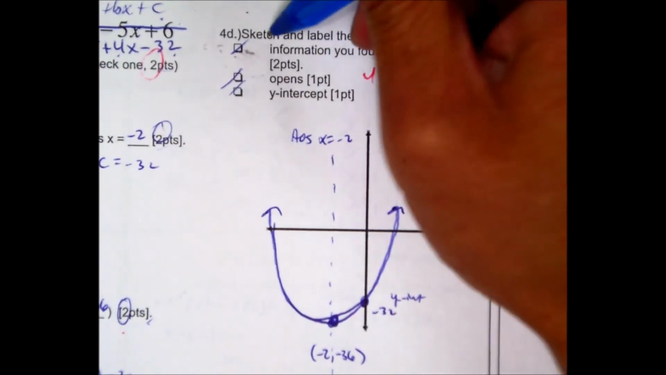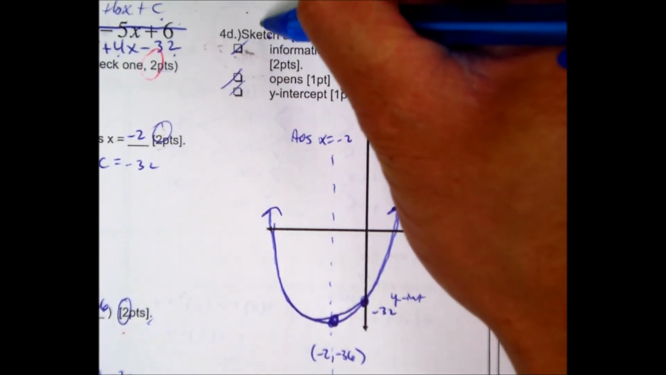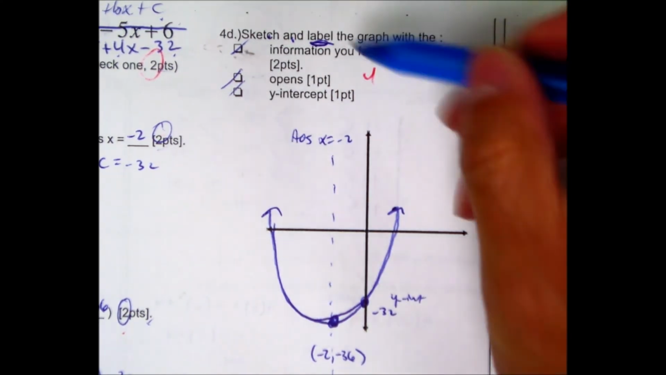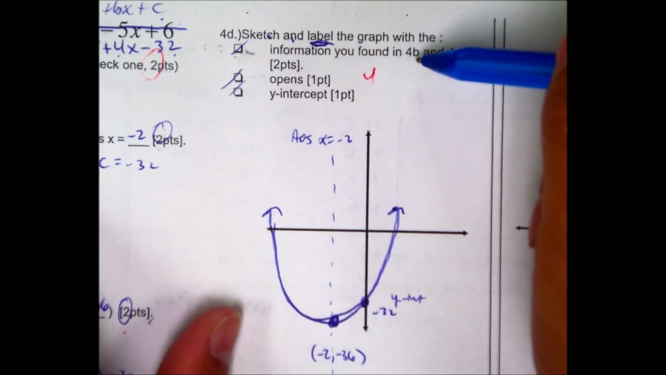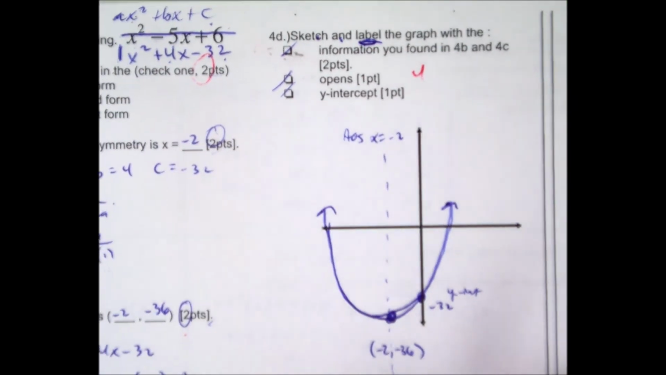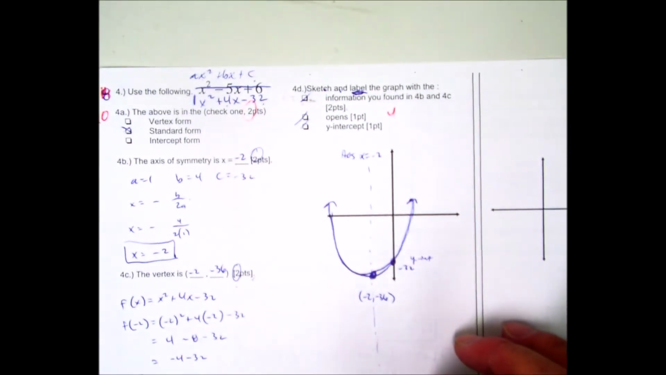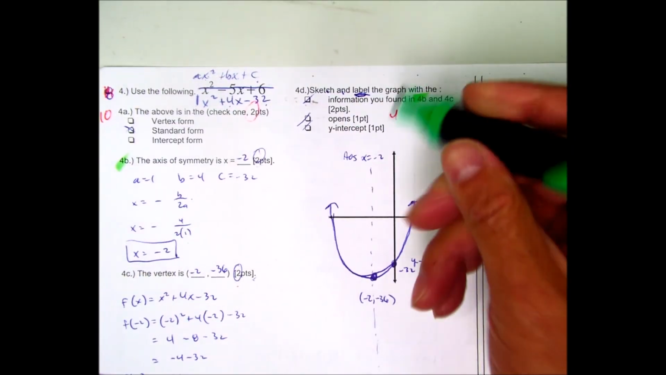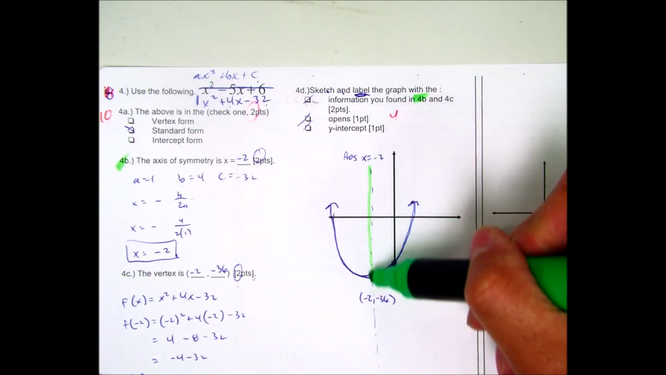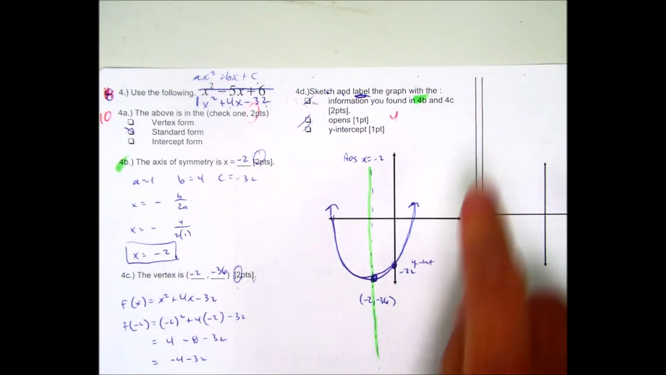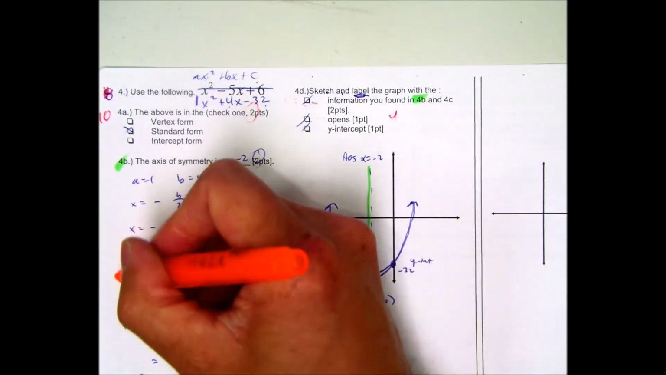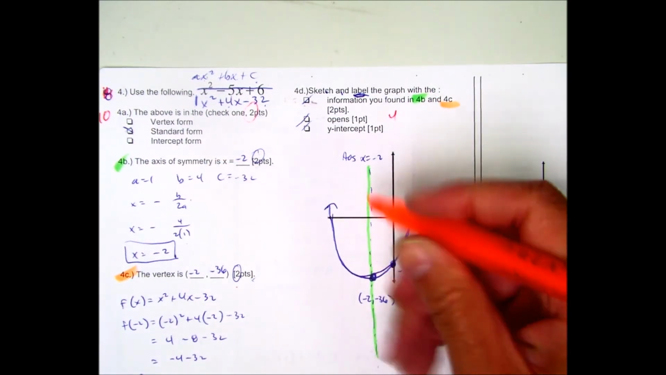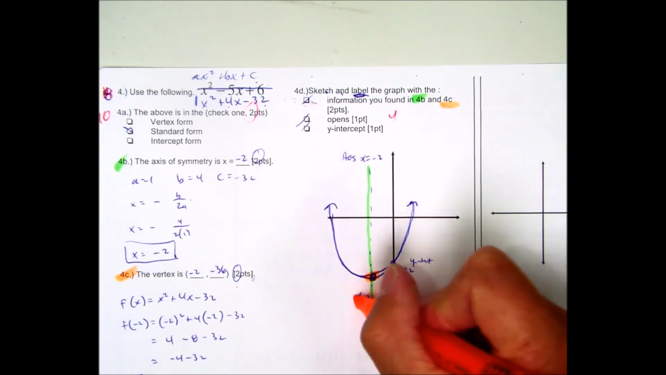Okay. Sketch and label. So sketch means sketch it out, draw it out, and then label means you actually have the information you found in 4b on there. So 4b is your axis of symmetry. That's this dotted line right there. 4c is your vertex, which is negative 2, negative 36. In that case, that is our minimum. There's your value.